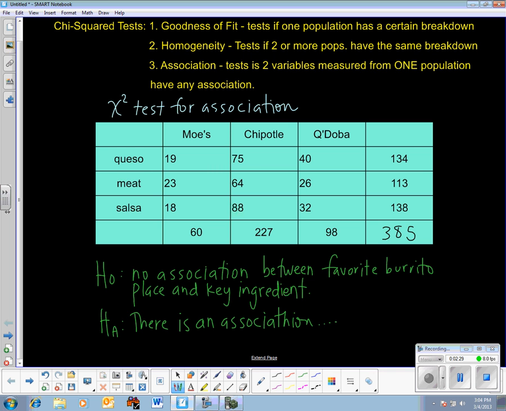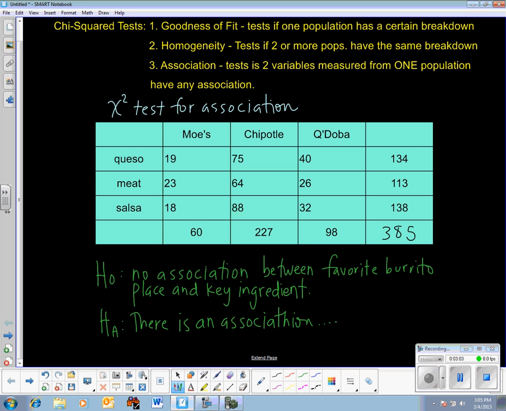Okay, another way to phrase this, we'll just keep this as our standard. You could also say the null is that burrito place and key ingredient are independent, and that they're not independent for the alternate hypothesis. The conditions are the same as they were for the last two-way table, that our counts are big enough, which they are, and that it's a random sample. We're just assuming that's the case so that this can be our context. Students talk about burritos, right?